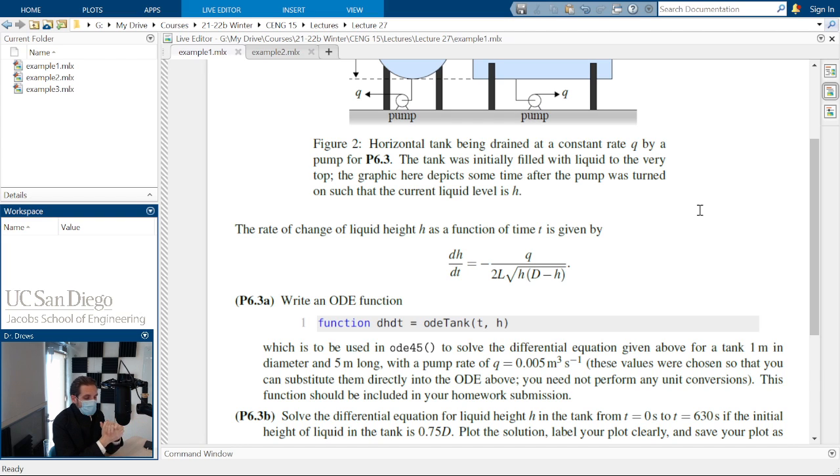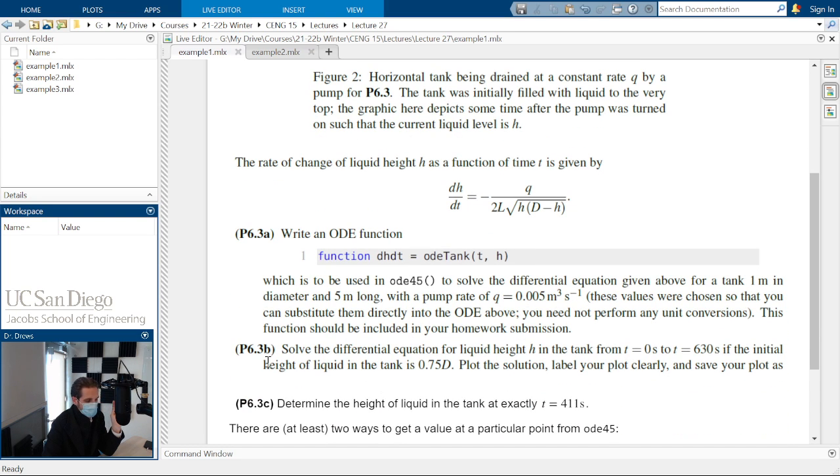You should identify the initial condition. If you read through 6.3a here a little bit, actually it's not until 6.3b, it says the initial height of the liquid is 3/4 of whatever the diameter of the tank is. So that'll be our initial condition.